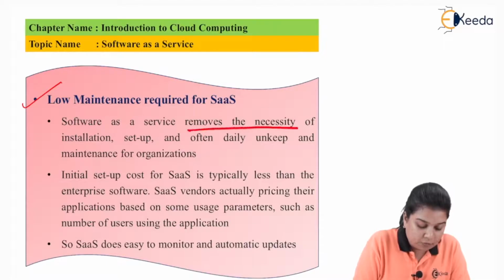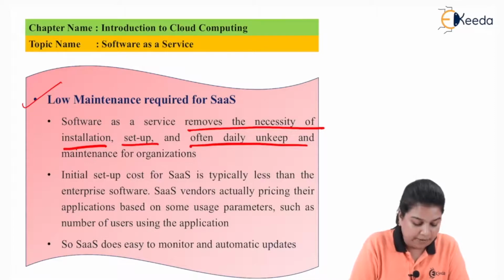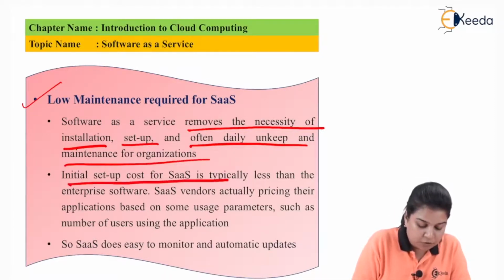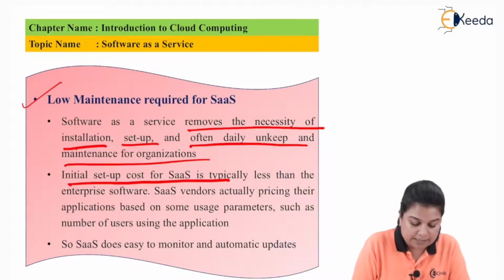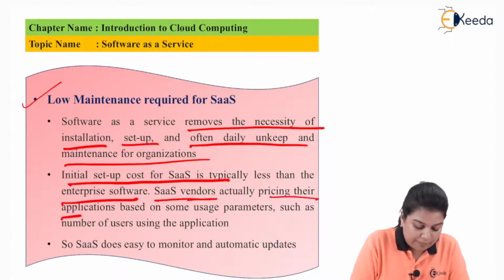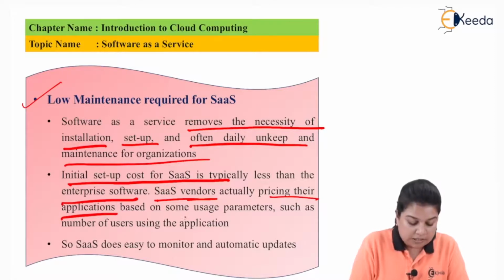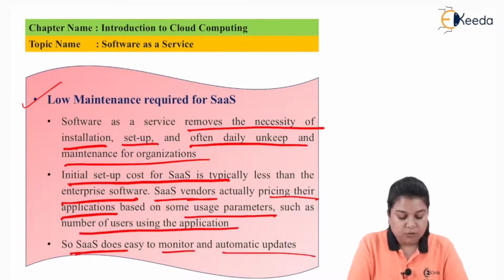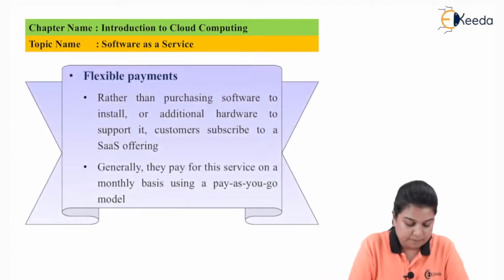Next point is low maintenance required for software as a service. Software as a service removes the necessity of installation, setup, and often daily upkeep and maintenance for the organizations. Initial setup cost for software as a service is typically less than enterprise software. Software as a service vendors price their applications based on some usage parameters, such as the number of users using the applications. So, software as a service is easy to monitor and has automatic updates.